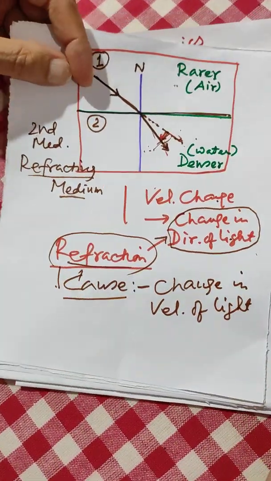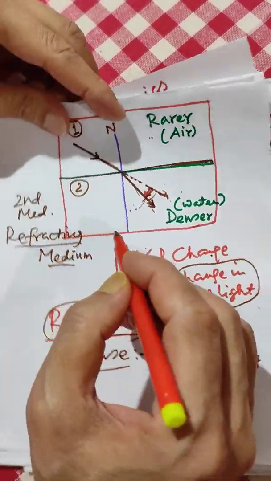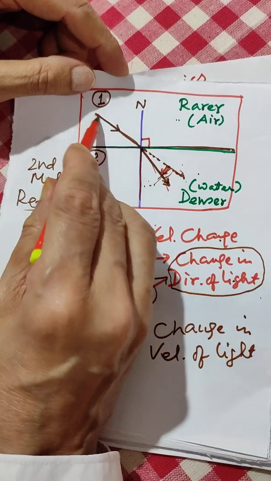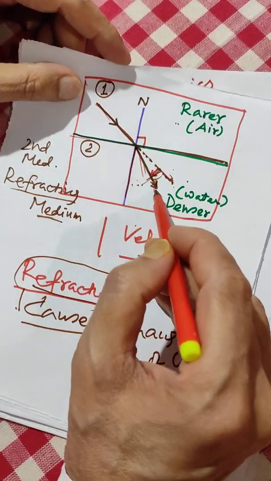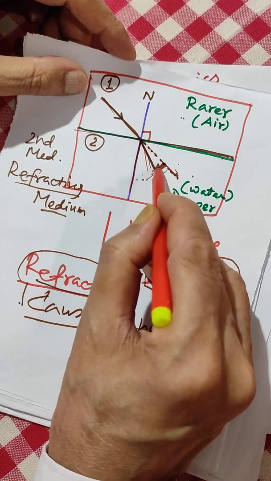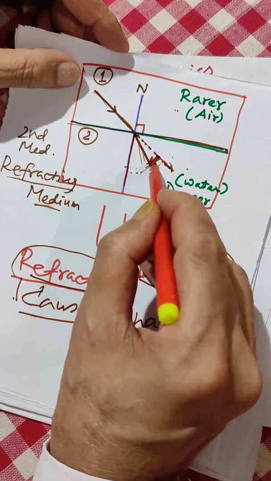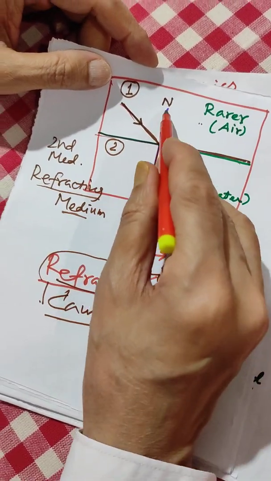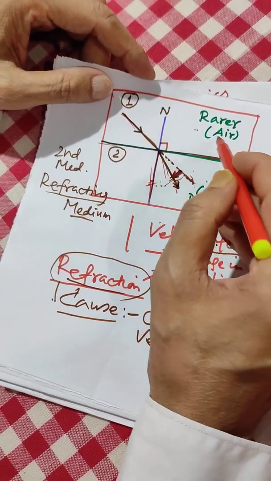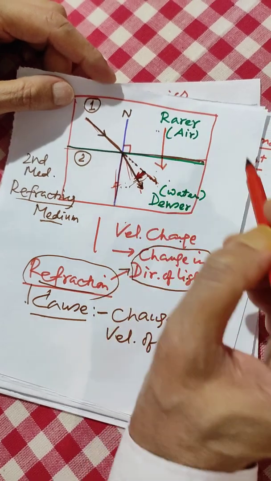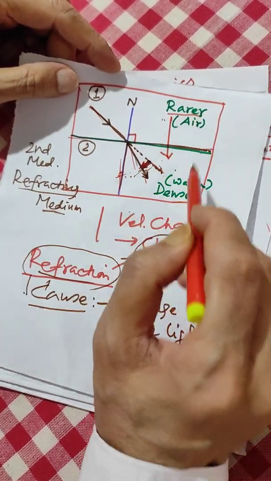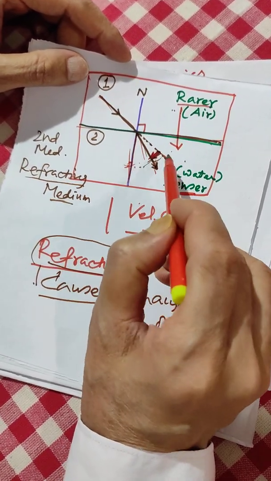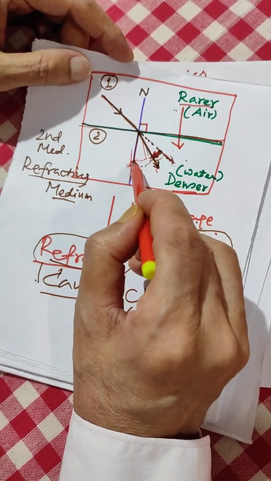Now in this case, you see, this bending is happening towards the normal. This is the perpendicular, this is the interface, this is the incident ray, this is the refracted ray. Now this refracted ray is moving towards the normal. This was the original direction. The refraction takes place towards the normal, towards the perpendicular, when light passes from rarer to denser. So when light passes from a rarer to a denser medium, light is refracted towards the normal.